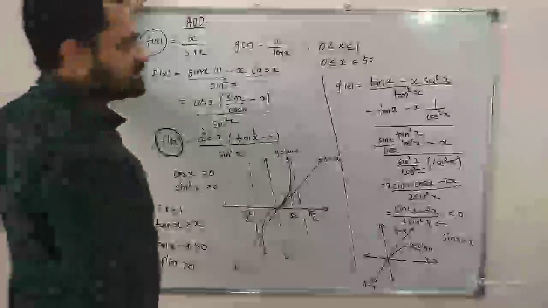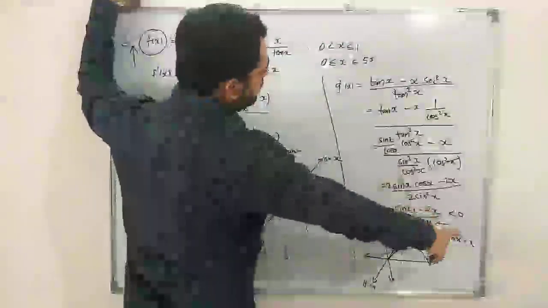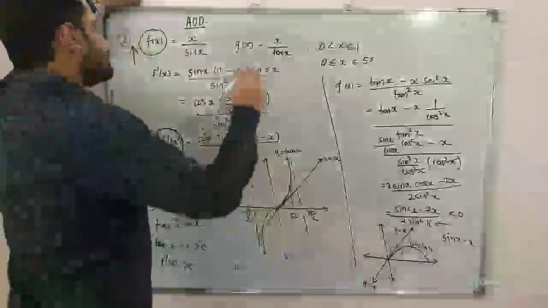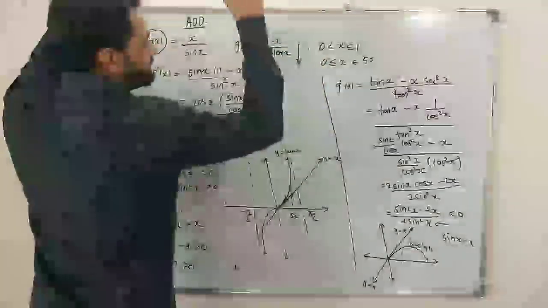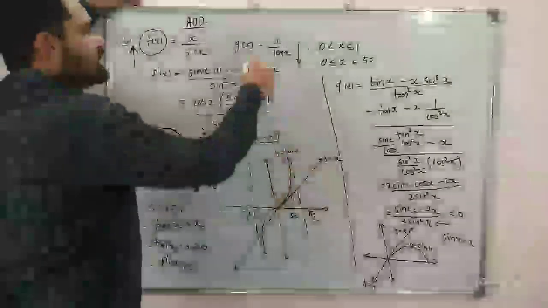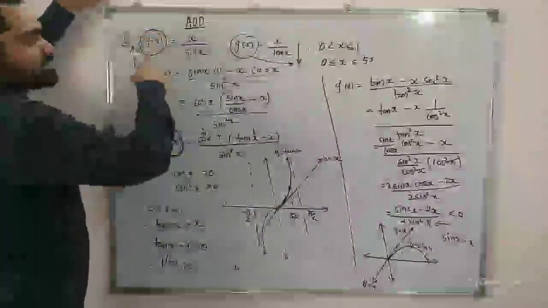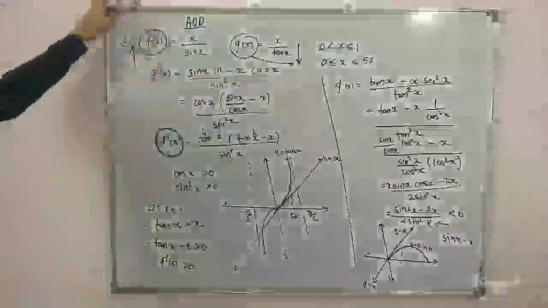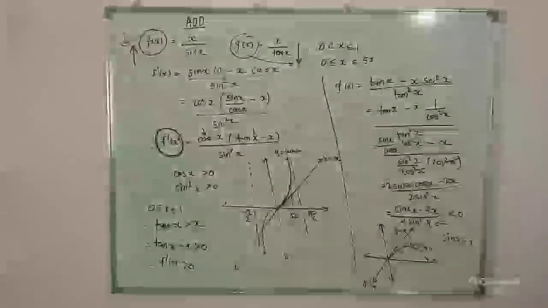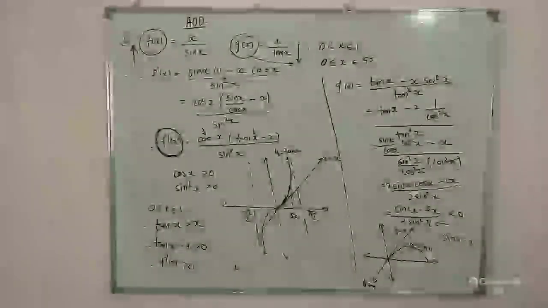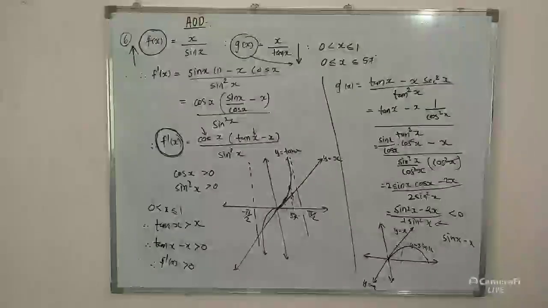If it is less than 0, then g dash of x is less than 0. G dash of x is less than 0, so g of x is decreasing. The nature of g of x is decreasing. The nature of f of x is increasing in this given interval, right? So please note it down carefully.